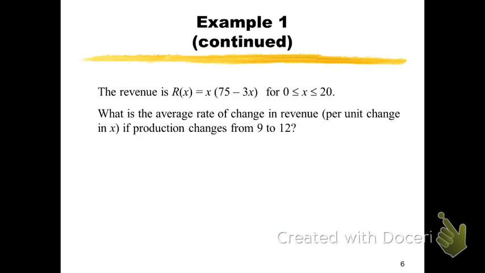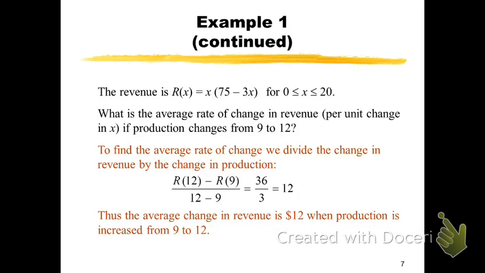So the next question I want to know, not just the change there, but what is the average rate of change? What are we really asking? How much is it per unit change in x, for each unit that I am increasing? To do the average, of course, we do the change in revenue divided by the change in production. That 36 we got earlier, and 12 minus 9 is 3, so we get $12. So on average, as we increase by each unit, it's increasing by $12. So this is per unit.